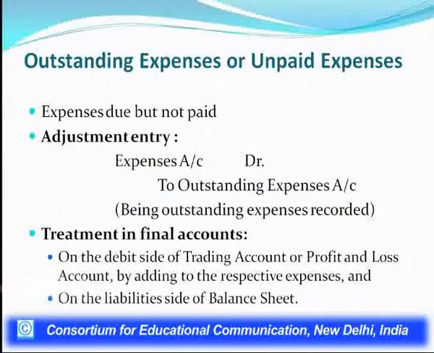Now we discuss next adjustment. This is outstanding expenses or unpaid expenses. Outstanding expenses or unpaid expenses may be defined as the expenses due but not paid. When expenses become due? Expenses become due when the services have been availed. For example, the employee has done the job for a particular month. It means the firm has availed his services, so the salary for the month has become due. Similarly, workers have done the job, so wages have become due.